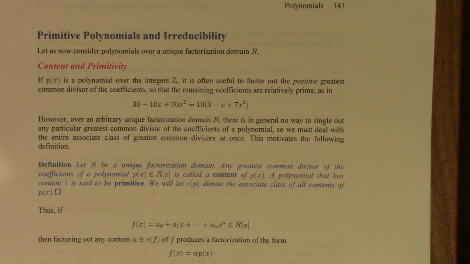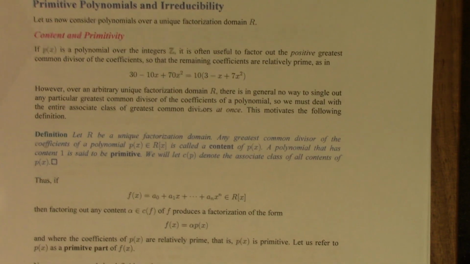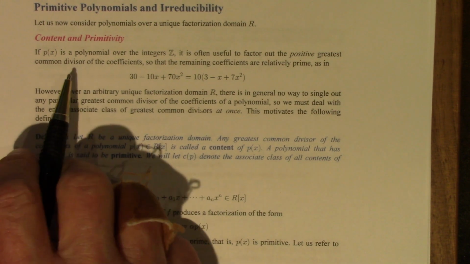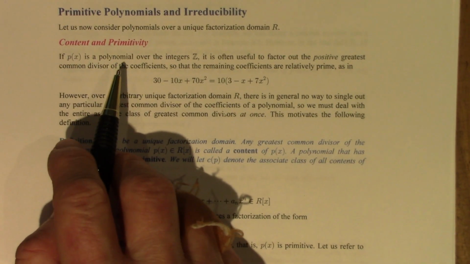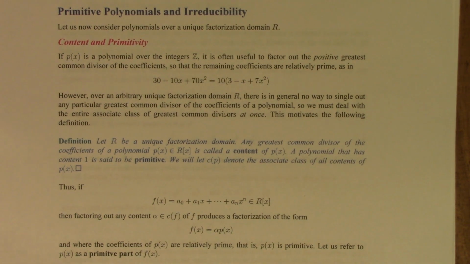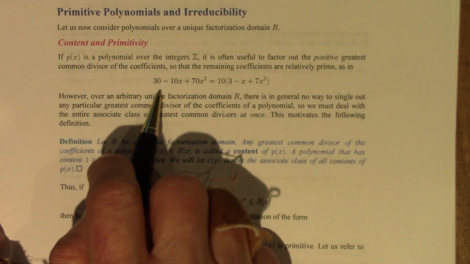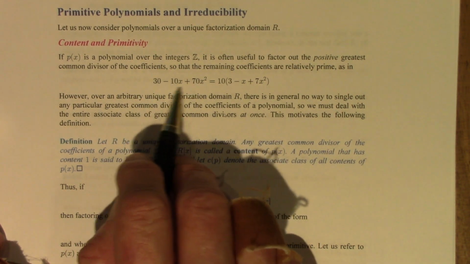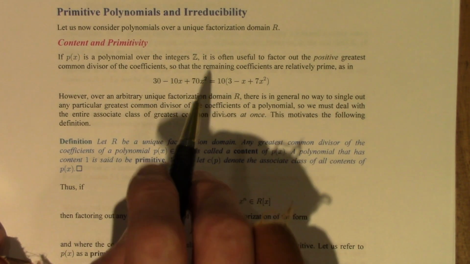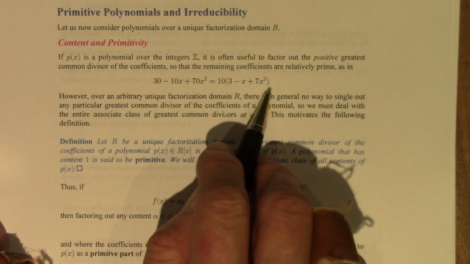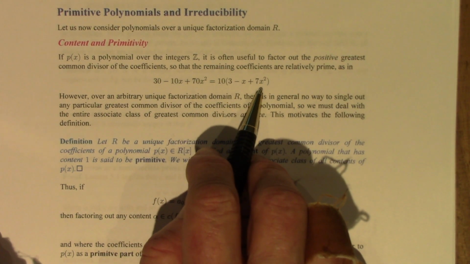Now let's consider polynomials over a unique factorization domain. If p(x) is a polynomial over the integers, then it's often useful, as I'm sure you know, to factor out a positive greatest common divisor of the coefficients, so that the remaining coefficients are relatively prime. So here's an example. We take the GCD of these three coefficients, which is 10, factor it out, and what's left is a polynomial whose coefficients are relatively prime.